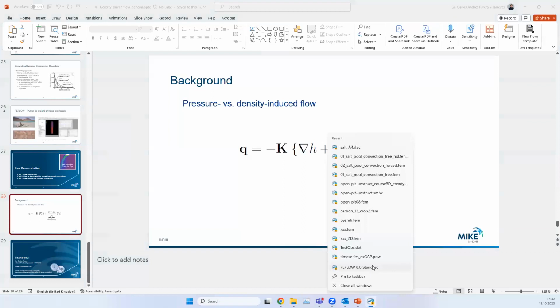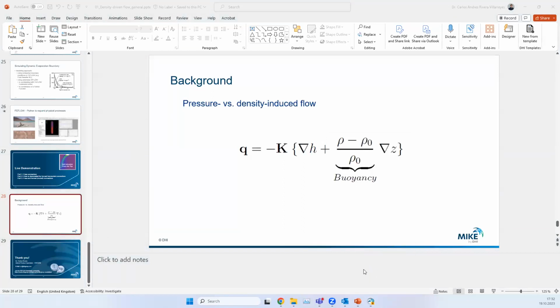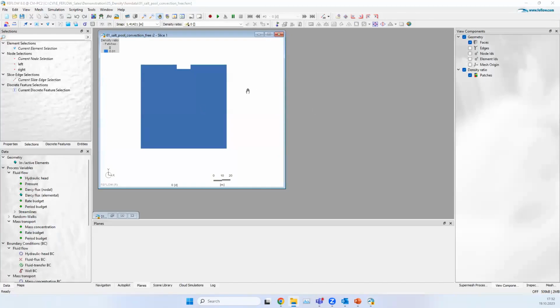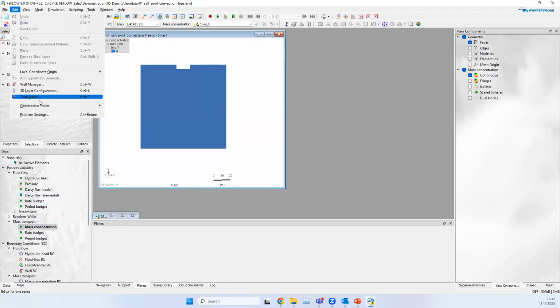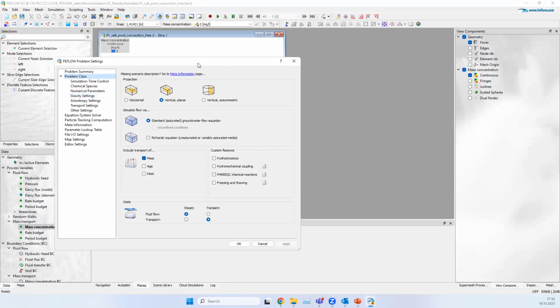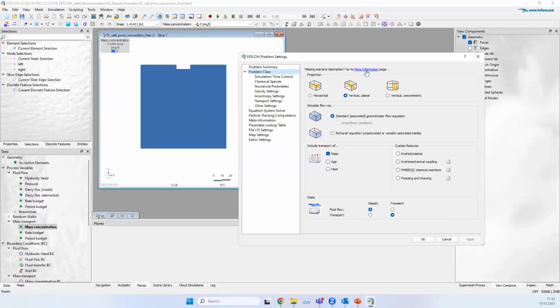So let me open this in FEFLOW 8, still for now. Okay, so the case that we are doing, before this, we start with a 0 concentration. So I will go to Edit, Problem Settings quickly to show you what it is about. It's a cross-sectional model, very simple for the time being. So saturated, we have mass transport, a steady state flow, and transient for the mass transport.